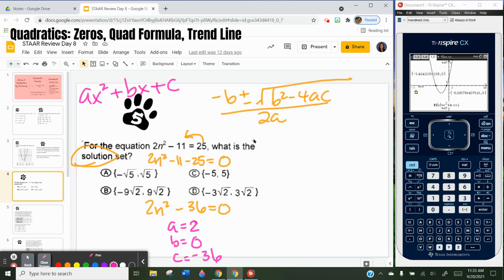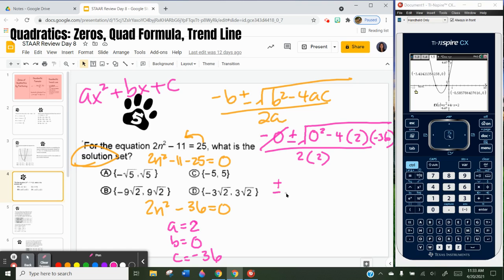Now that I have my A, B, and C, we're going to plug in negative 0, because that's the B, plus or minus the square root of your b squared, so 0 squared minus 4 times 2 times negative 36, all over 2 times the a, which is 2. Now, if you look at this front part, negative 0 is just 0, so that doesn't even need to be written anymore. So my solution is plus or minus the square root of whatever I get under here.